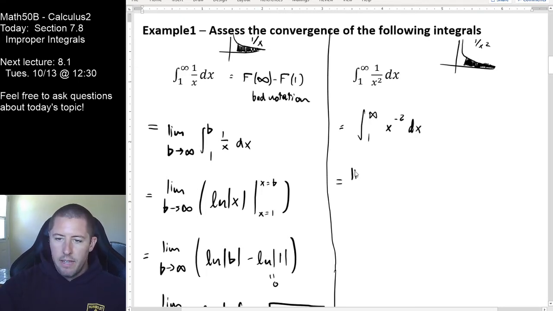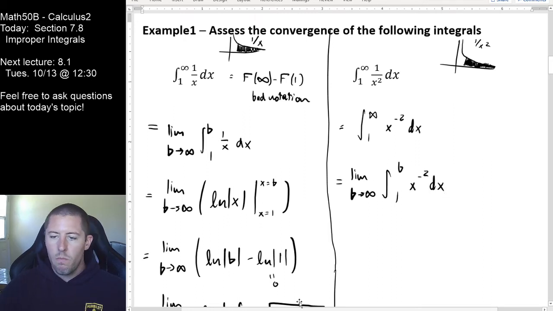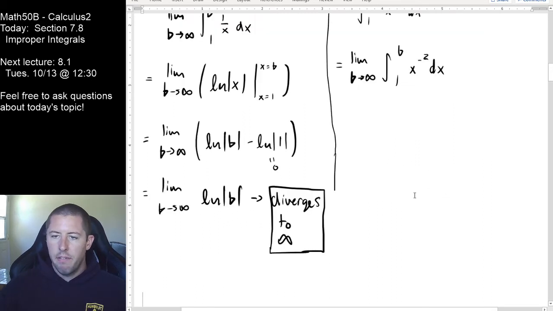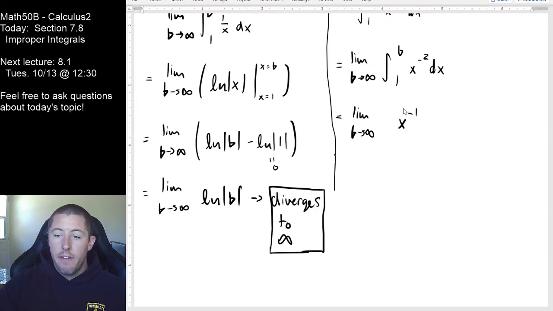So I'm now going to do my same moves over here. This is a limit statement. b goes to infinity, from 1 to b of x to the negative 2 dx. And now let's go ahead and actually evaluate this. When I evaluate this, limit as b goes to infinity of, I'm going to add 1 to my power, so I'm going to get x to the negative 1. I know that if I took the derivative right now, a negative would pop down, and I don't want a negative, so I'm going to introduce a negative to cancel that.